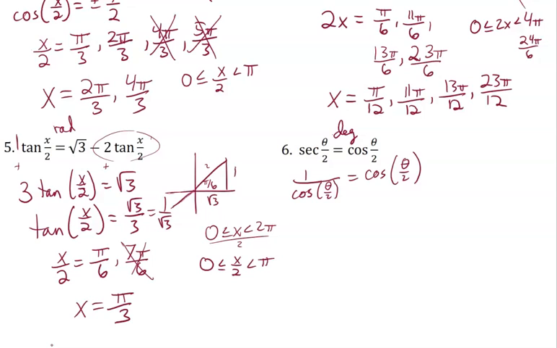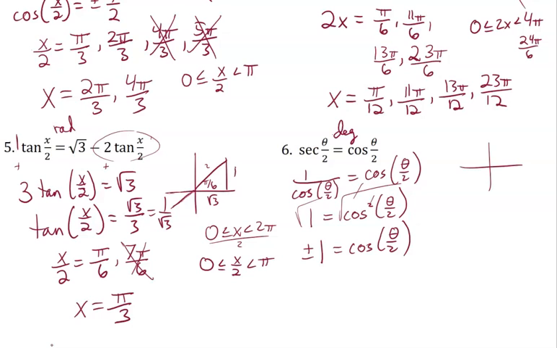Now I'm going to multiply both sides of my equation by cosine of theta over 2. So I'm going to get 1 equals cosine squared of theta over 2. I'm going to undo the square, so I'm taking the square root of both sides of the equation. So I get plus or minus 1, don't forget the plus or minus, equals cosine of theta over 2. And now I'm going to ask myself, cosine of what angle has a value of 1 or negative 1.